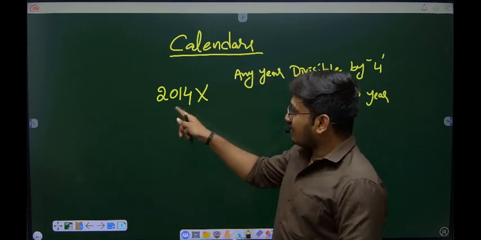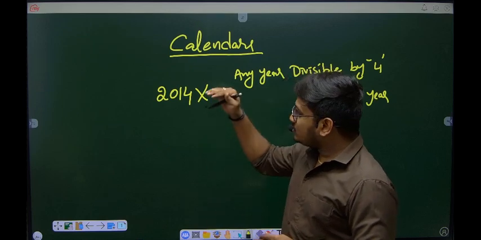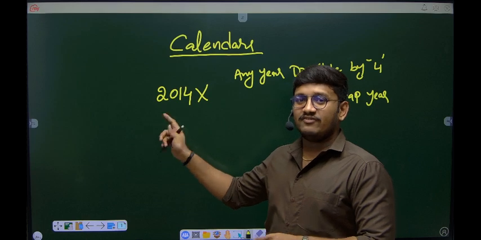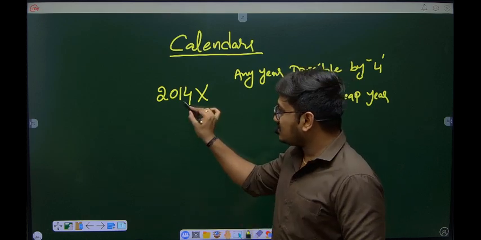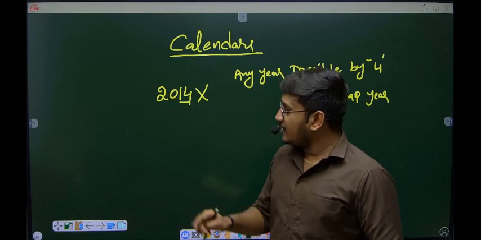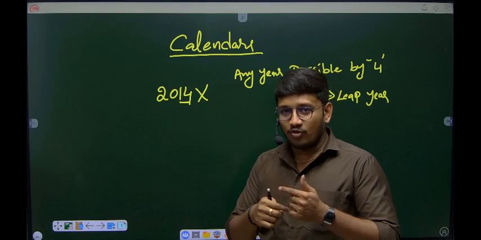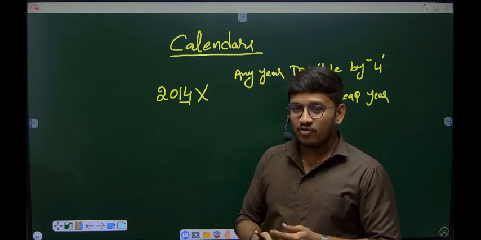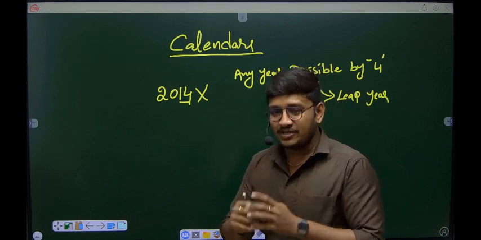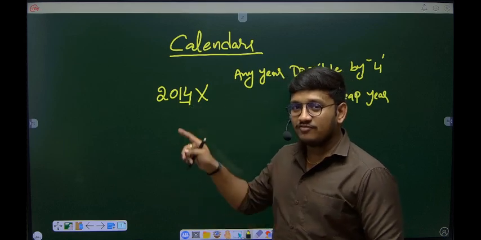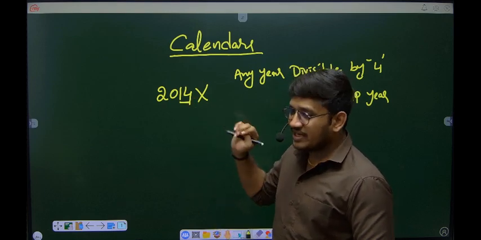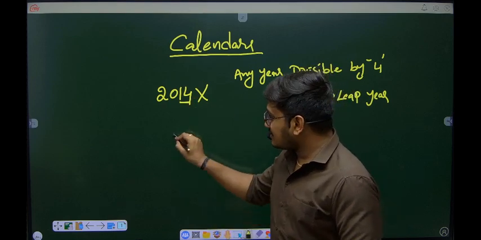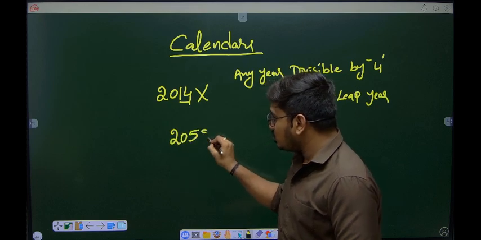Simple logic. If I consider 2014, there is no need to check the entire number to decide whether it is a leap year or not, because the divisibility rule of 4 uses only the last 2 digits. If the last 2 digits are divisible by 4, then the entire number is divisible by 4, and we can consider it a leap year. Here the last 2 numbers are 14. So 14 is not divisible by 4, so it is not a leap year. Simple logic. Let's consider 2052.